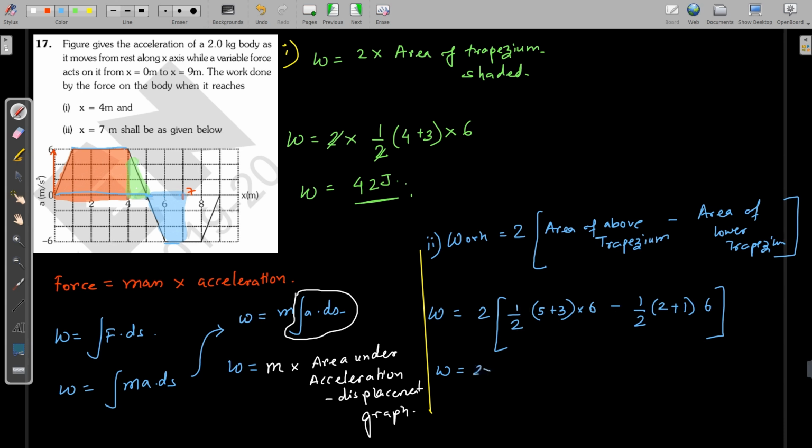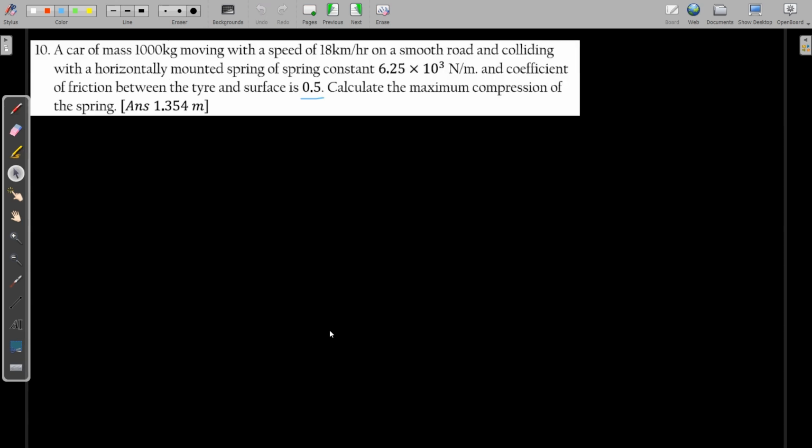2 gets cancelled. 5 plus 3 is how much? 8. 6 into 8, and this is 3 into 6. So this 2 gets cancelled. We are getting 48 minus 18. We are getting 30 joule. Is it clear? Okay, so now we are doing this question.